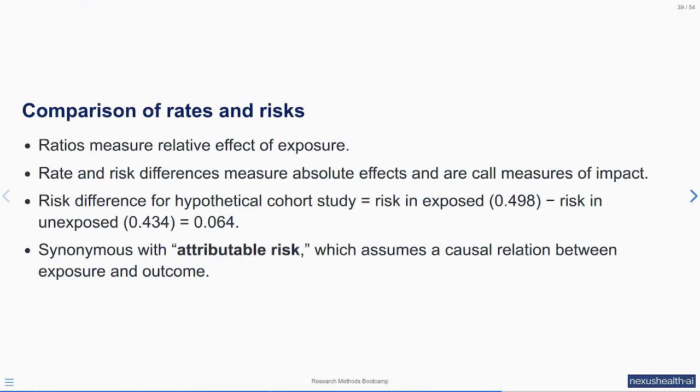So ratios measure relative effect of exposure. Rate and risk differences measure absolute effect and are called measures of impact. So the risk difference for this hypothetical cohort study is risk in exposed, which is 0.498 minus the risk in the unexposed, 0.434, which gives us 0.064. And so this is the attributable risk. This is the excess risk that the exposed people are subjected to as a result of being exposed to that factor. And so this assumes there's a causal relationship between exposure and outcome.